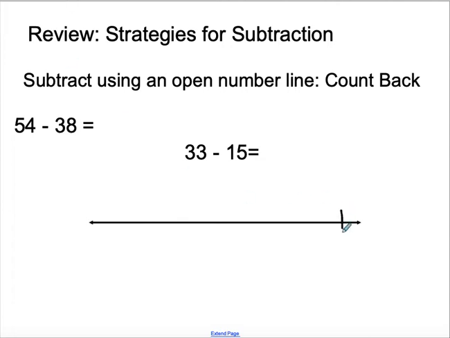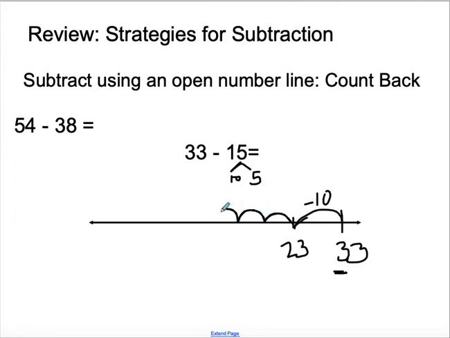Okay, so we're going to start at 33. And I know that I need to take away 10. And then I know I need to take away 5. So I'm taking away 10. So instead of it being 33, I'm going to take away 1 from the 3, and it is going to be 23. Now I need to take away 5. 1, 2, 3, 4, 5.